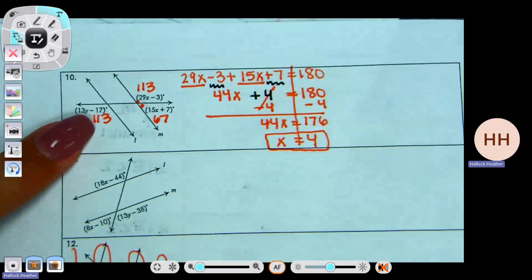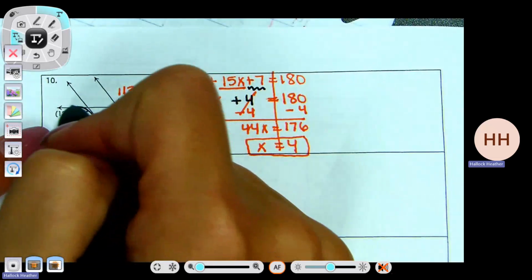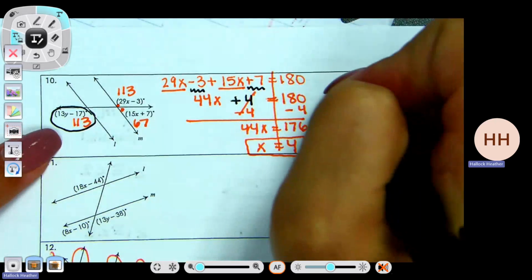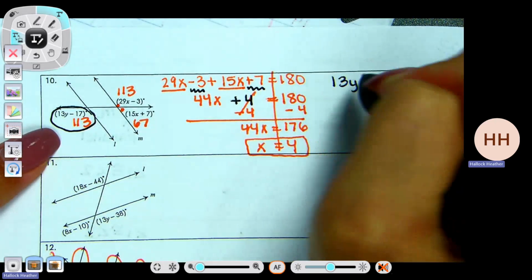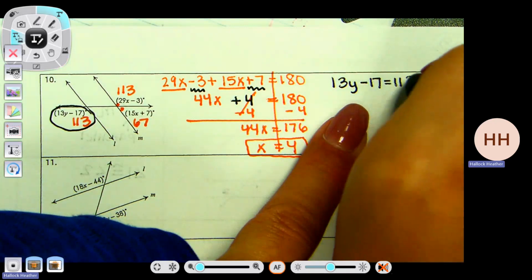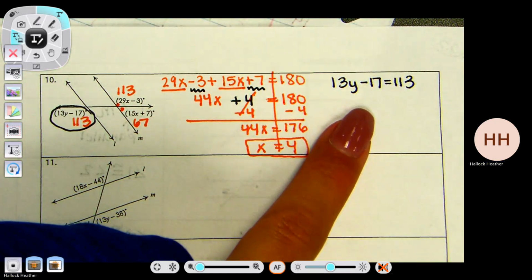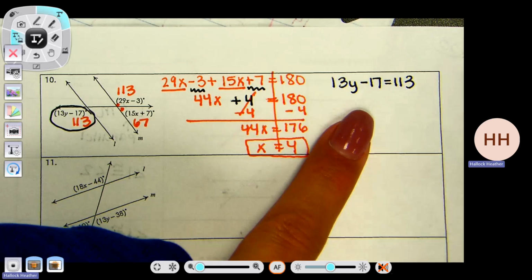Perfect. So last thing I have to do is actually solve for y. So I'm just taking these two things and I'm equaling them to each other. So 13y minus 17 equals 113. So I'm going to add 17 to both sides and divide by 13.